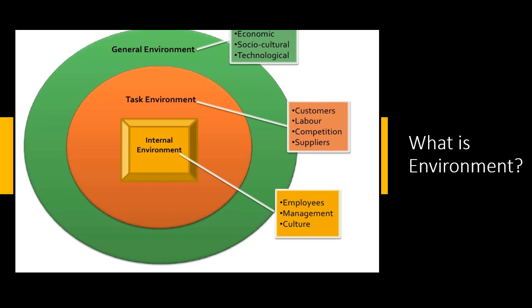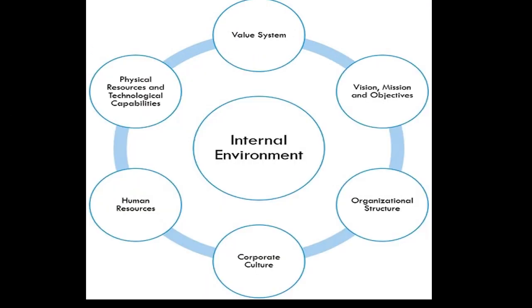So is there a classification of the environments? Yes. The classification of environment could differ from one scholar to another, but mostly agreed that we have two types: internal environment and external environment. And as we see from the figure, we have the internal environment, which is the organization structure, vision, mission, and objectives, value systems, which is culture, physical resources and technological capabilities, and human resources.